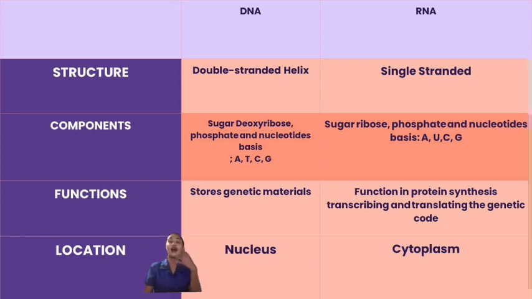Okay? And then, di ba, as what I said earlier, there are two main classes of nucleic acid. So, dito na papasok si deoxyribonucleic acid, which is DNA, and ribonucleic acid, which is the RNA. Okay, there, our table. So look at the table now and observe. So we have DNA and RNA. So we have also the basis of comparison, which are the structure, the components, the functions, and the location.